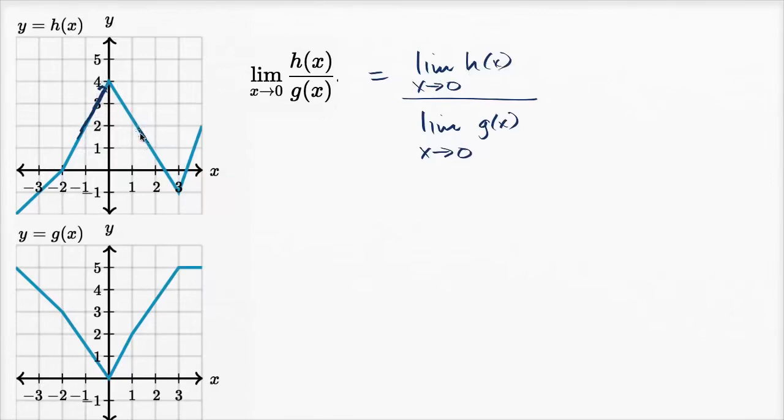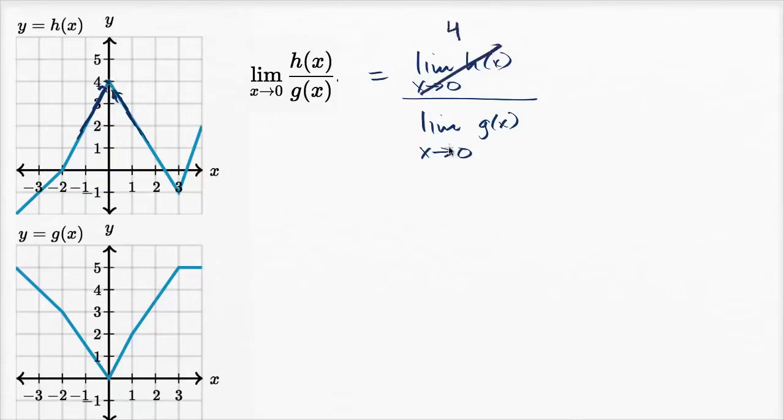And as we approach x equals 0 from the right, our function seems to be approaching 4. And that's also what the value of the function is at x equals 0. That makes sense because this is a continuous function. So the limit as we approach x equals 0 should be the same as the value of the function at x equals 0. So this is going to be 4.